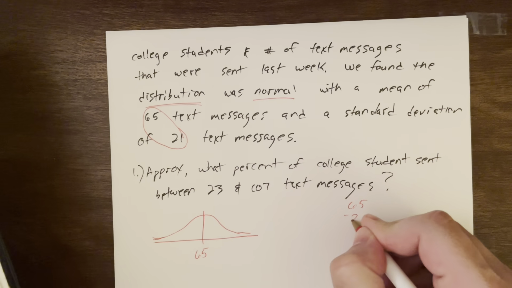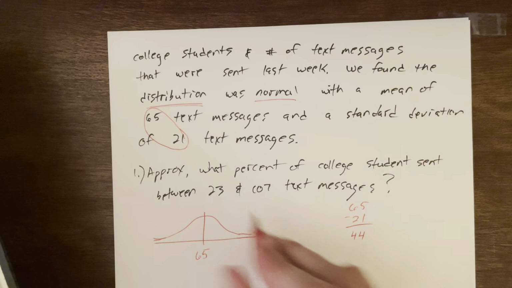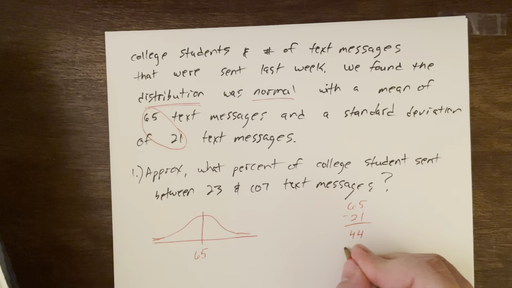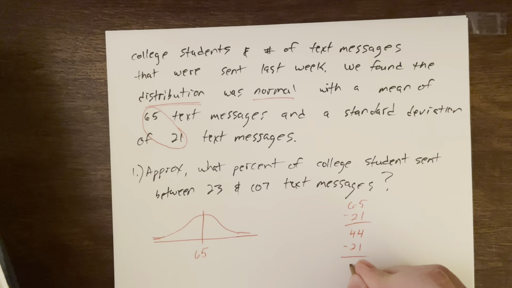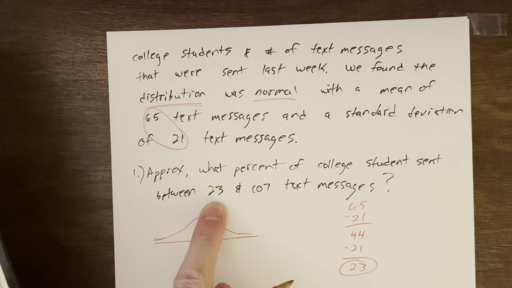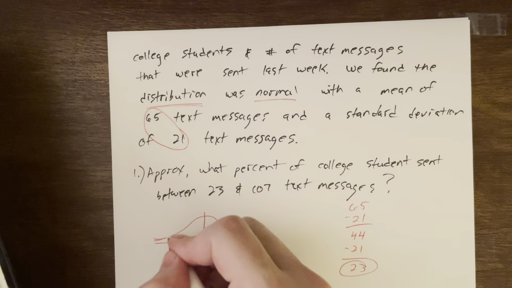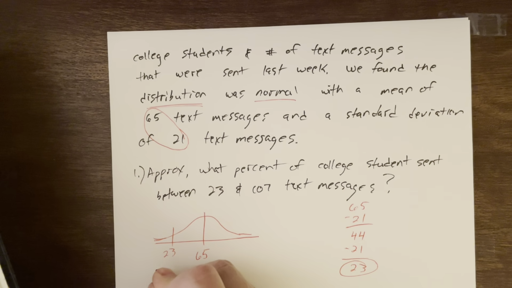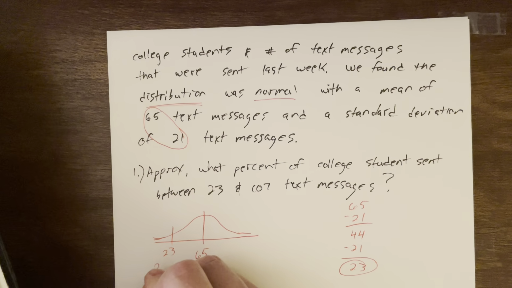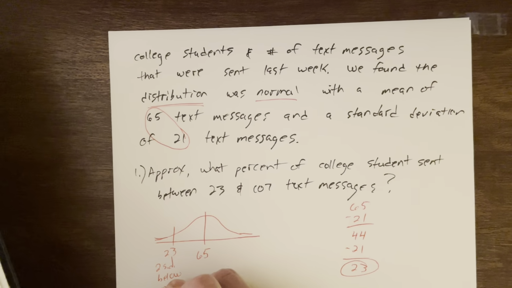So if I do 65 minus 21, I get 44. That's not the number we care about. So let's try it again. If I subtract 21 again, I get 23. That's the value we care about. I subtracted the standard deviation twice, so 23 is 2 standard deviations below the mean.